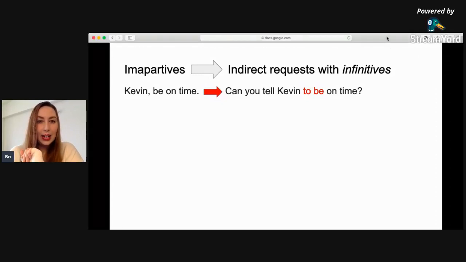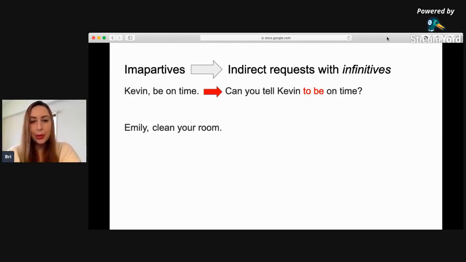So our next sentence, Emily, clean your room. Emily, clean your room. This is a command. Okay, so if we don't know where Emily is, how can we get this information to Emily? How would we change this? So let's use could or can. How would we do this? Okay. Oh, very good.